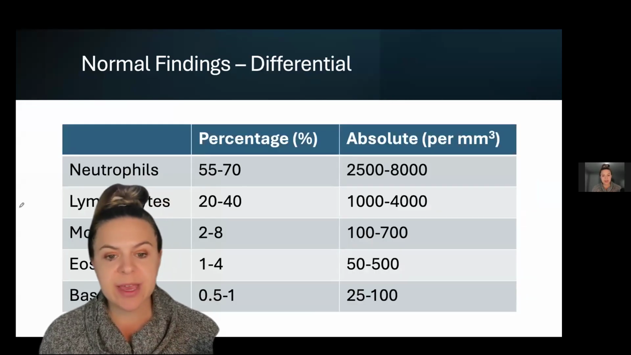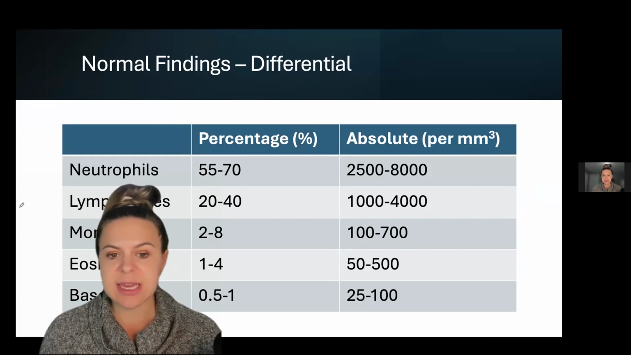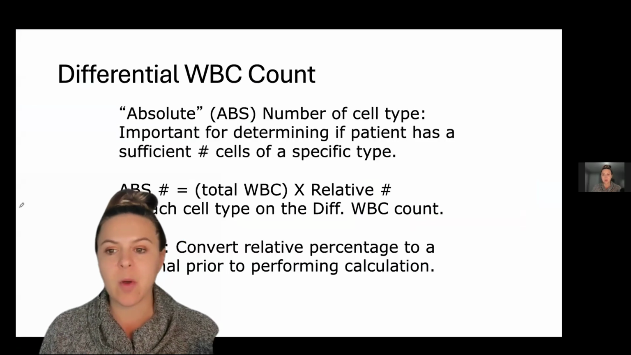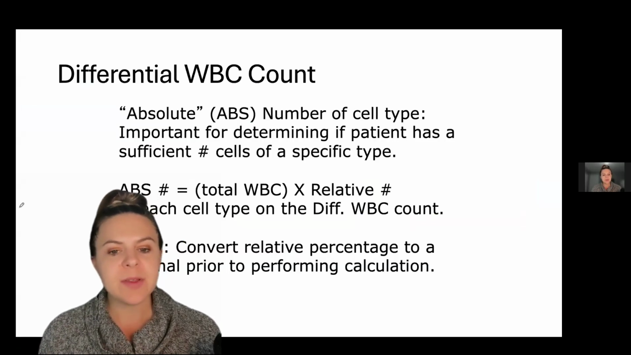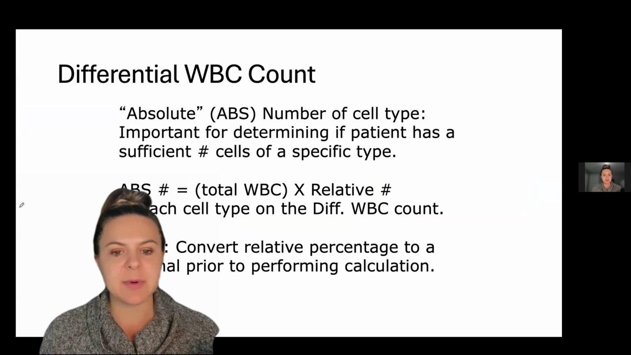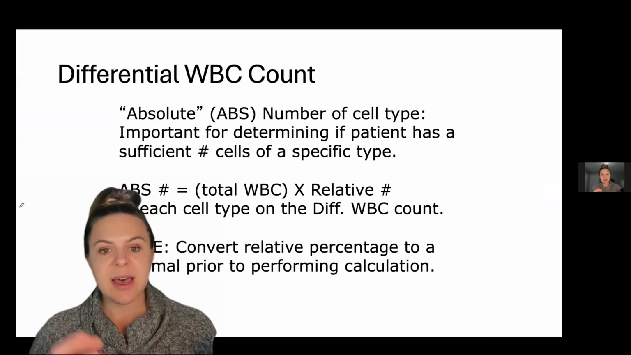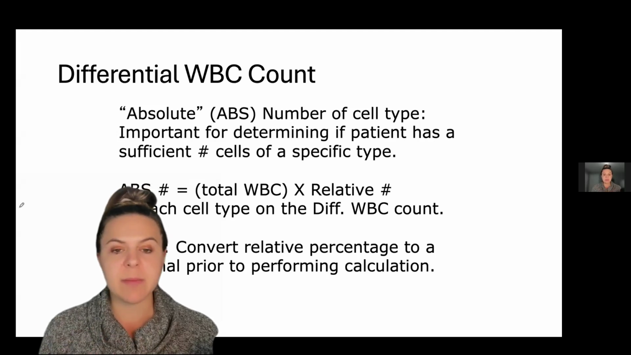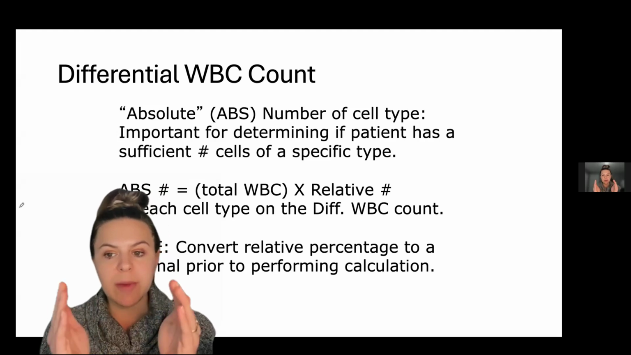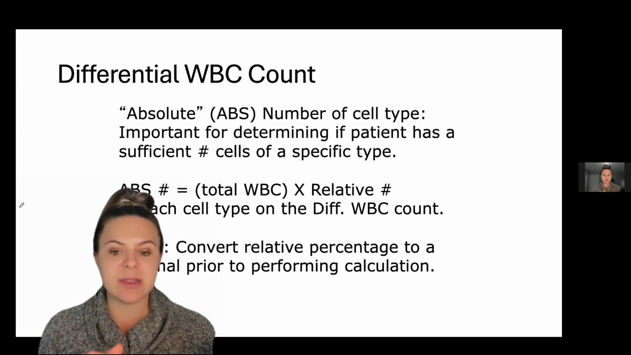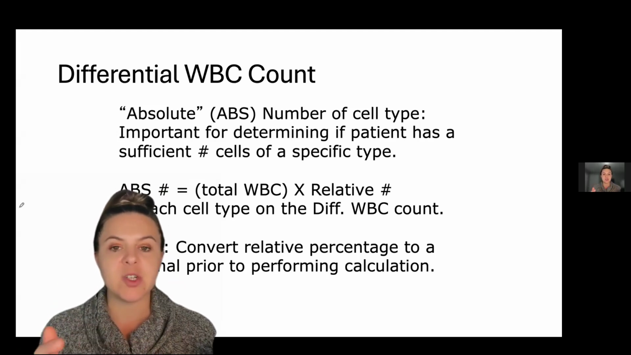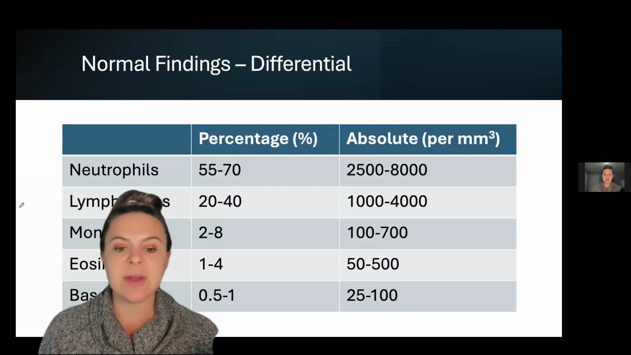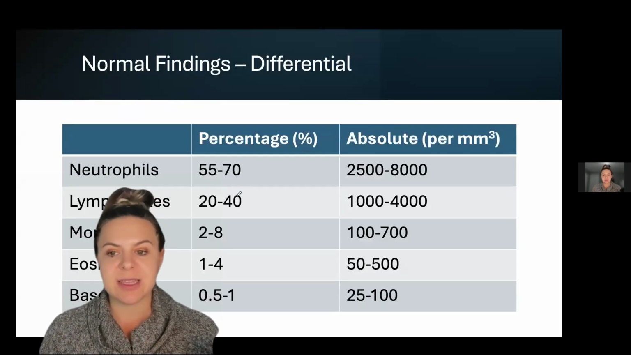Our differential, we have two different values that you can see, percentage based and absolute. And we'll define here what that is, and we'll go back and look at them. So our absolute number of cell type is important for determining if a patient has sufficient number of cells of a specific type. For instance, how you calculate this is you take the absolute number, which would equal the total amount of white blood cells times the relative number of each cell type on the differential count, and you convert this relative percentage into a decimal.